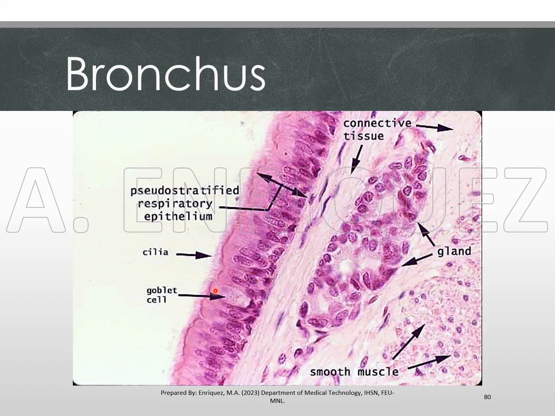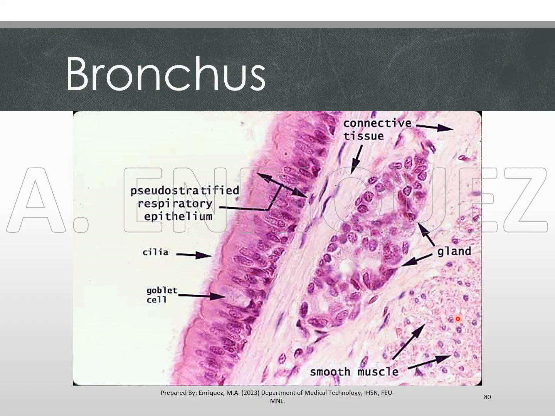The goblet cell right here is a bit lighter staining, no? Mas light yung stain niya compared to all the other cells around it. Again, goblet cells are there to produce mucus. Alright, right here is kind of like a layer of connective tissue, and right here, ito po ay yung mga smooth muscles that would surround the bronchus. And again, smooth muscles are there to help us with either bronchodilation or bronchoconstriction.